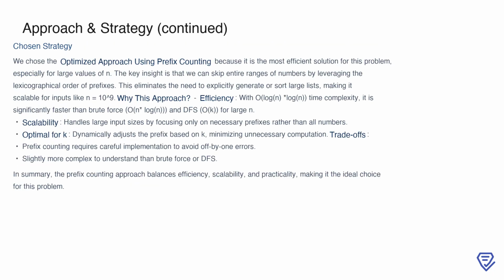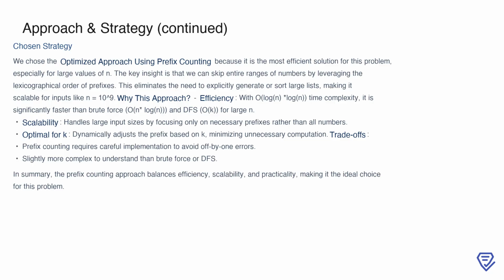The chosen strategy for solving this problem is the optimized approach using prefix counting. This method is the most efficient for handling large input sizes, particularly when n is very large, such as 10 to the power of 9. The key insight of this approach is its ability to skip over entire ranges of numbers by utilizing the lexicographical structure of prefixes. By focusing only on the necessary prefixes and dynamically adjusting based on the value of k, this method eliminates the need to generate or sort large datasets, making it highly scalable.